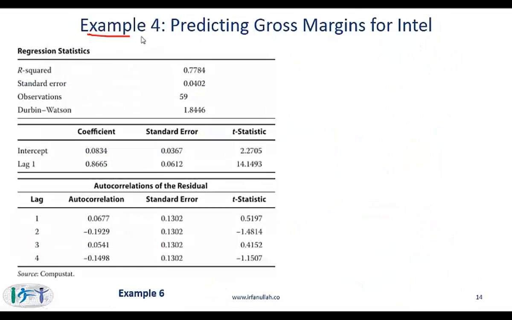Let's now look at example 4, where we will apply the concept that we have just learned. In this example, we are predicting gross margins for Intel. And what I want you to do first of all is look at the regression statistics and tell me whether we have an AR1 model, AR2 model, or some other AR model. AR1. We have an AR1 model because we only have one lag.